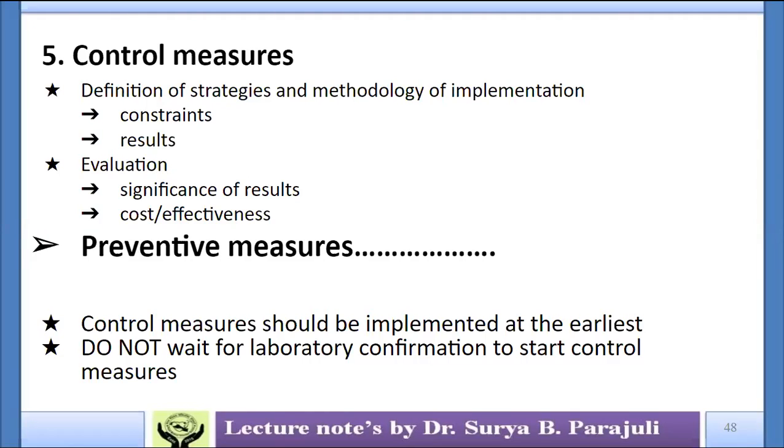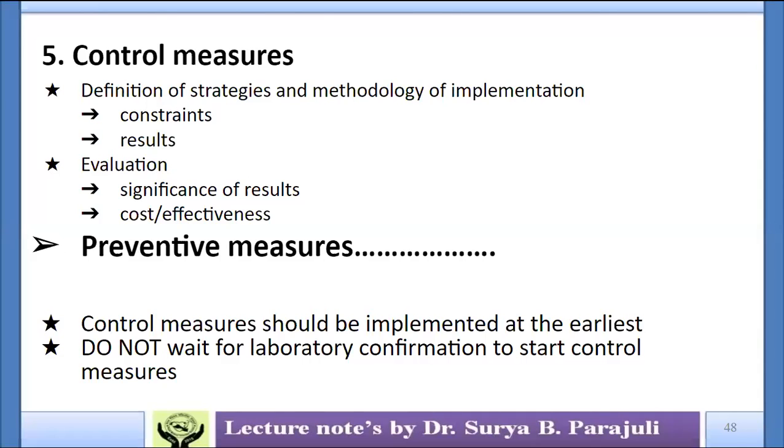And at last, after completion of every stage, you need to develop control measures. You need to develop SOPs, standard operating procedures, different modules: how to go for testing, how to assess clinical features, how to evaluate the disease program, what is the cost, what are the different preventive measures. Actually, control measures should be implemented at the earliest. It is written well here.